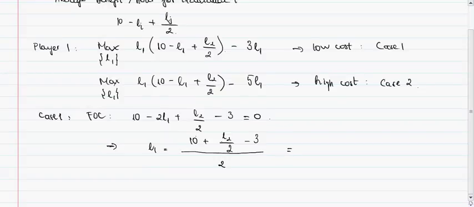I'll simplify here. 10 minus 3 is 7, and 7 divided by 2 is 3.5, plus L2 divided by 4. So this is the best response function for player 1, given that he is the low cost person. This is the best response for player 1, low cost.